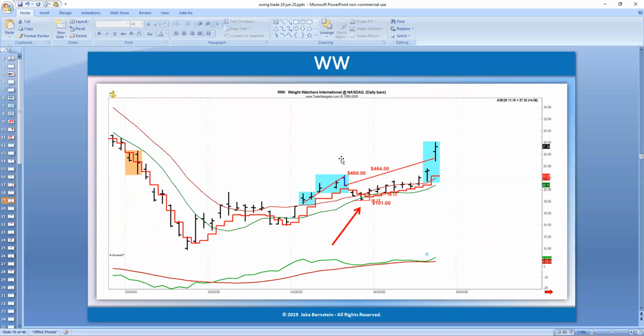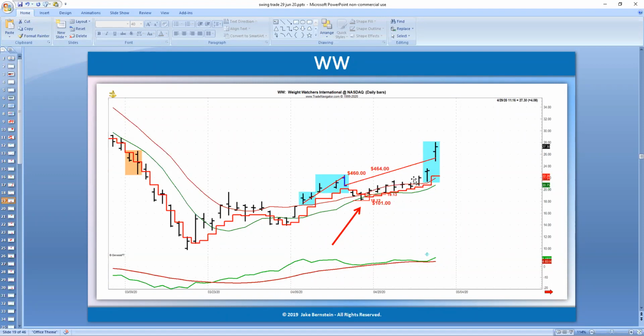So then what happens to Weight Watchers? Eventually, it reaches its 5-bar target, which is right over here, and it reaches it right over here. And that's where the big bucks is. You'll also notice the trailing stop. The trailing stop is only implemented after I reach my first target. And you can see the trailing stop remains in effect over here.